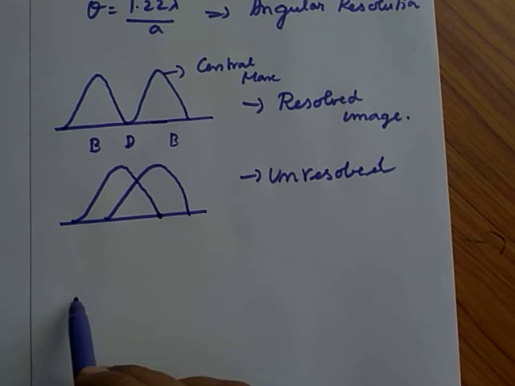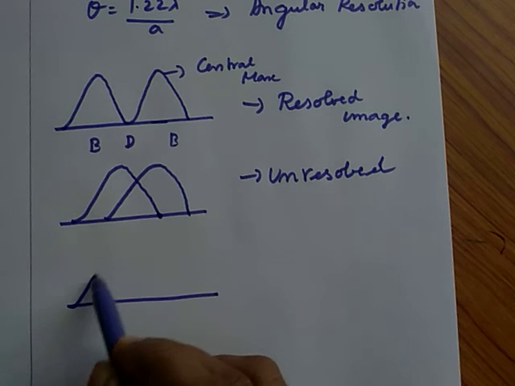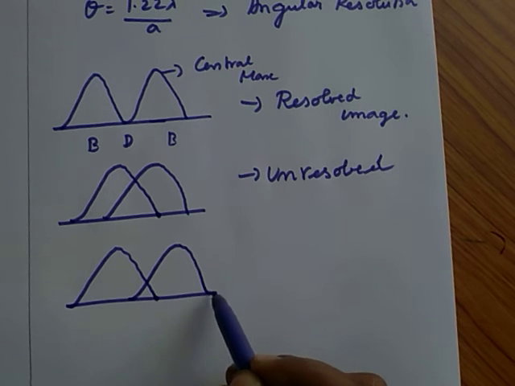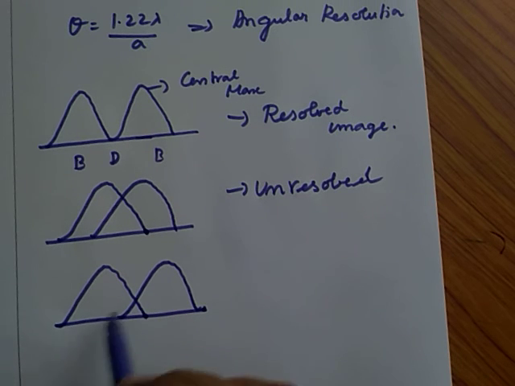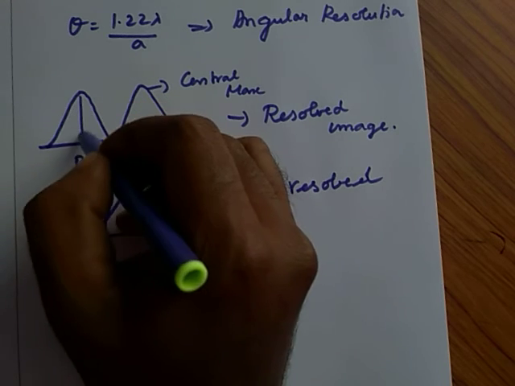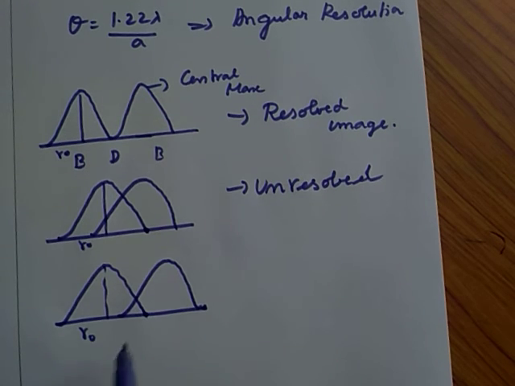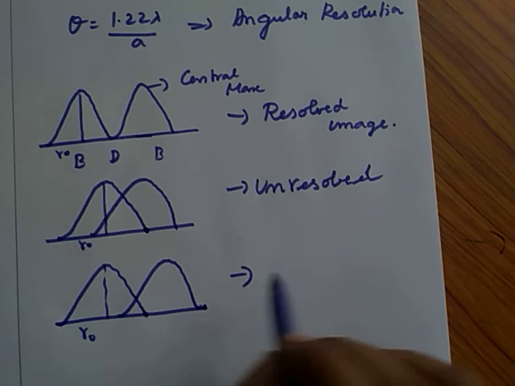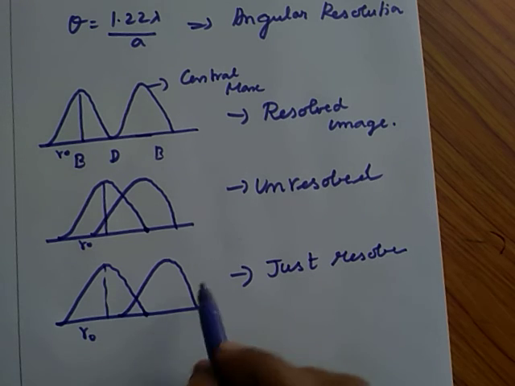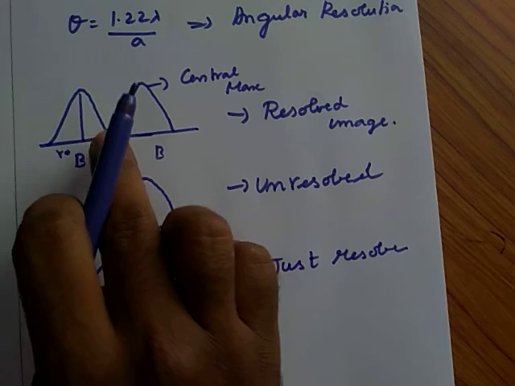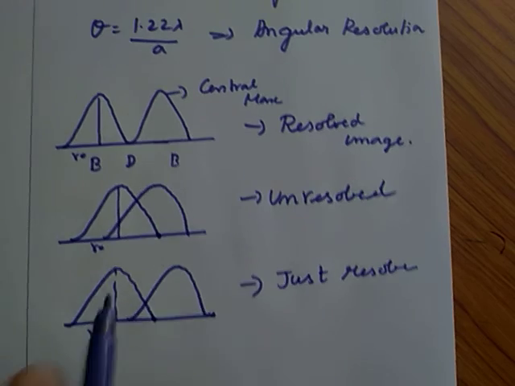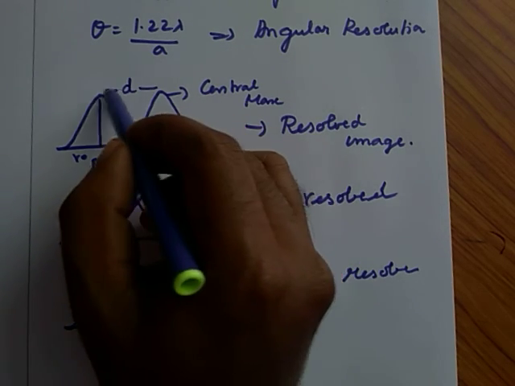Then the next case: that is the first image, then the second image. This is the radius r0, this is also the radius r0, the radius of the central maxima. For this case it is a just resolved condition. We can say this is approximately two images, or we can say this is a single image. That depends only on the distance between the two central maxima.